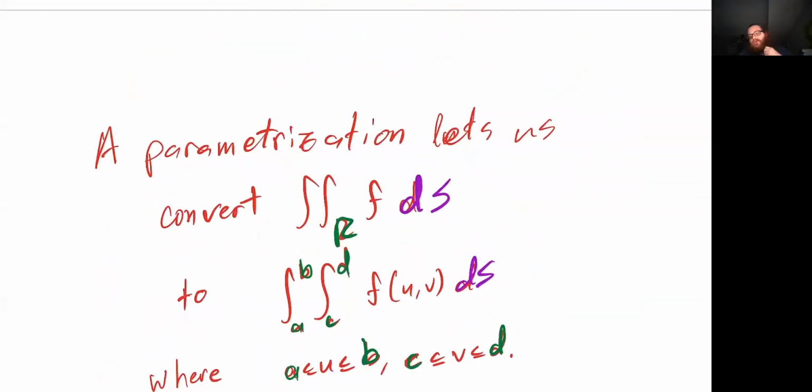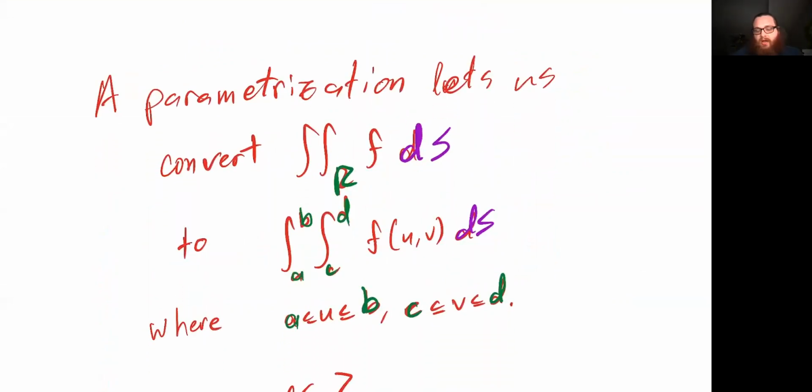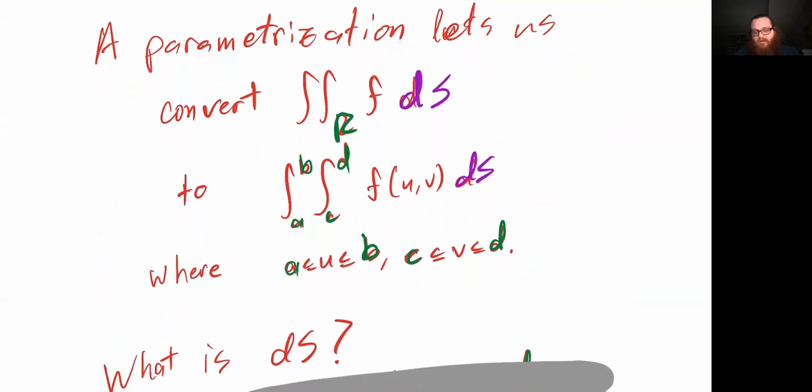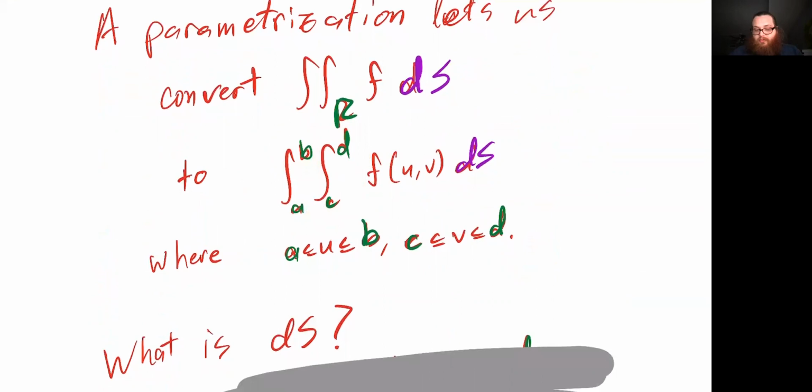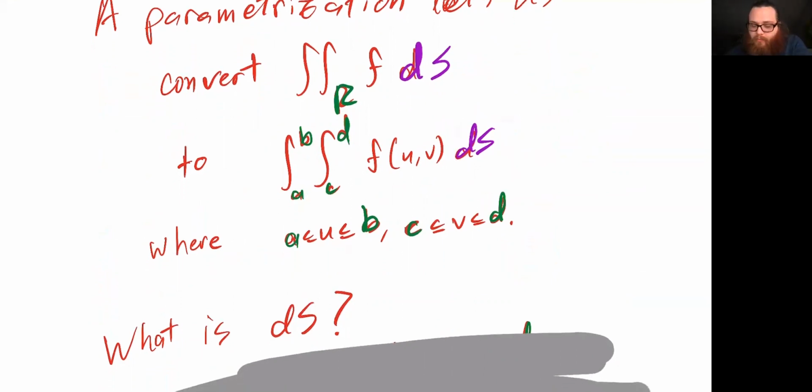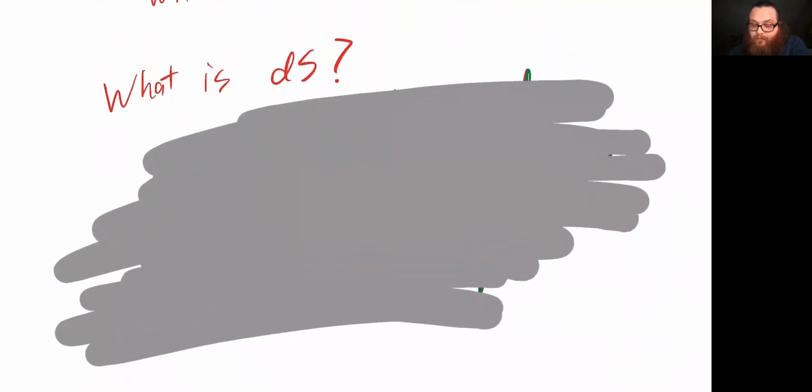So what's the utility of a parametrization? It lets us convert an expression like this to something like this, where now we're evaluating our function at certain parameter values, and we have this iterated integral. But the remaining question is what the surface area element is, how we're measuring area on the surface of the space that we care about. So what is ds?